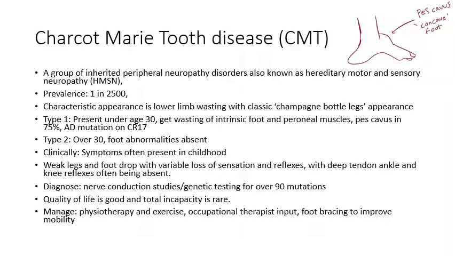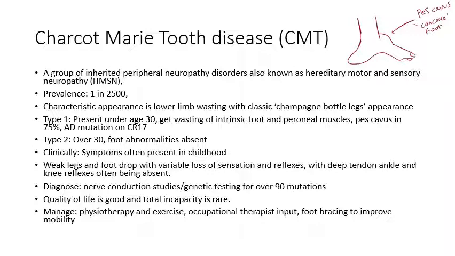We're going to start off with a classic condition. This is called Charcot Marie Tooth disease, or CMT, and it is a group of inherited peripheral neuropathy disorders. They're also known as the hereditary motor and sensory neuropathies. The prevalence is actually quite common, at around 1 in 2,500 patients.